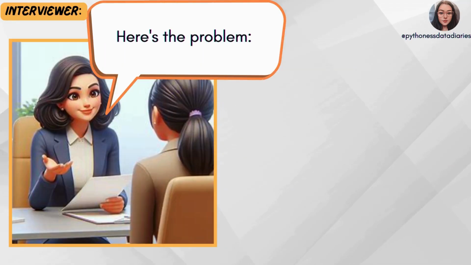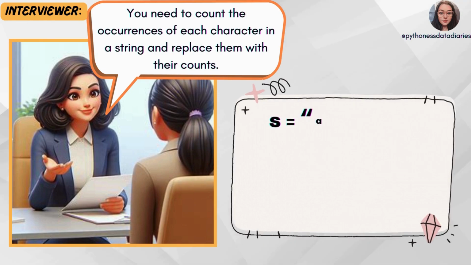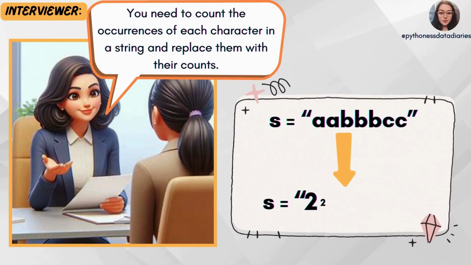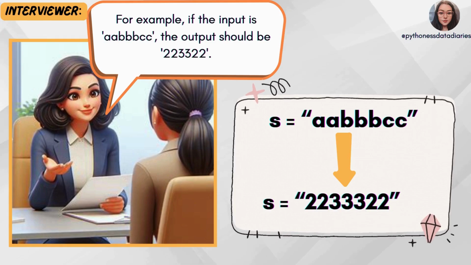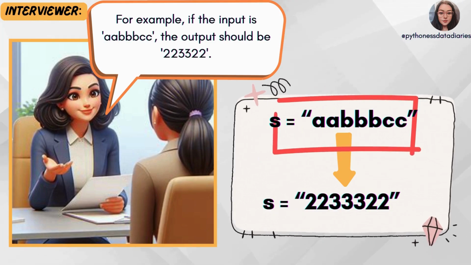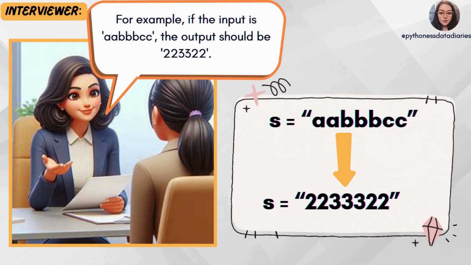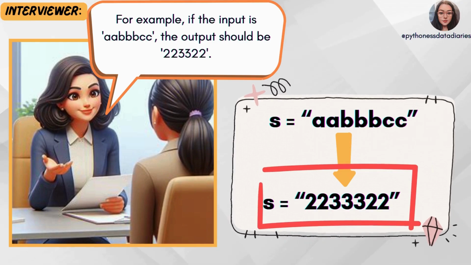Okay, here's the problem. You need to count the occurrences of each character in a string and replace them with their counts. For example, if the input is 2 times A, 3 times B and 2 times C, the output should be 2 2 3 3 3 2 2.